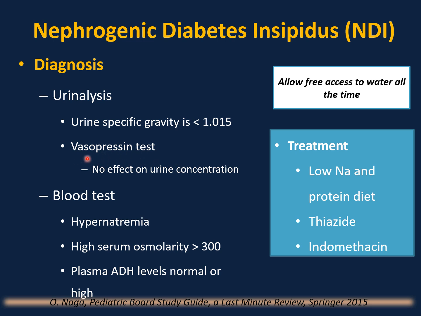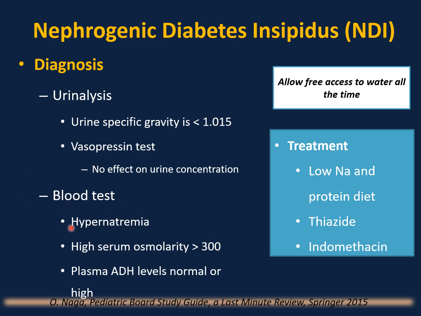But in cases of central diabetes insipidus, if you give vasopressin and you collect the urine before and after, you will see the urine become concentrated. Why? Because the kidney is healthy, but the problem is central deficiency of ADH or antidiuretic hormone.